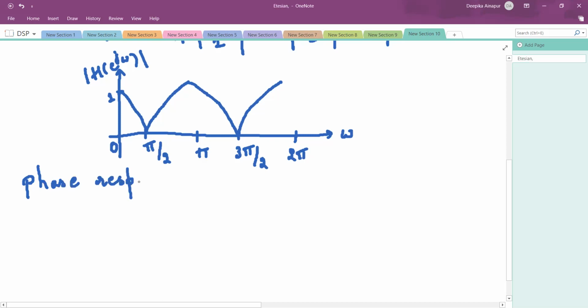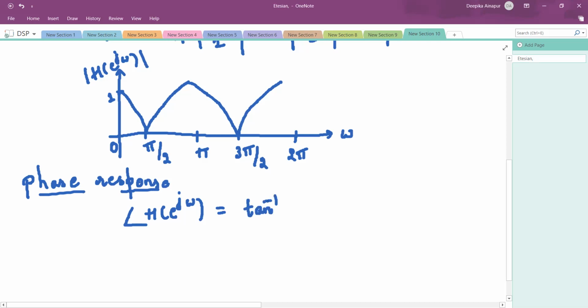Okay. So phase response, we know, right? What is the formula for the phase response? It is nothing but tan inverse of B by A. So the same formula I'll use for the phase response. Angle of H of e raised to j omega will be nothing but tan inverse of B by A.